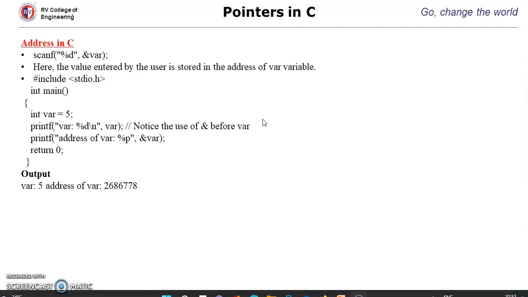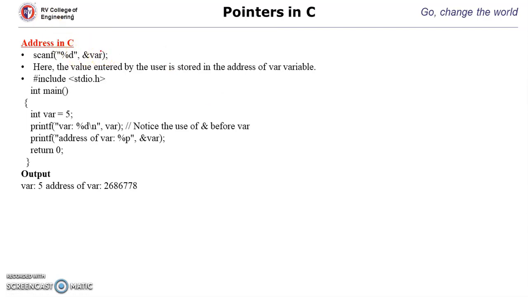What is an address? If you have a variable var in your program, then &var will give you its address in the memory. We have used addresses several times while using the scanf function. This is the syntax of writing the scanf function: we write scanf, and the format specifier is %d, assuming that the variable var is of integer type. Here the value entered by the user is stored in the address of the var variable.